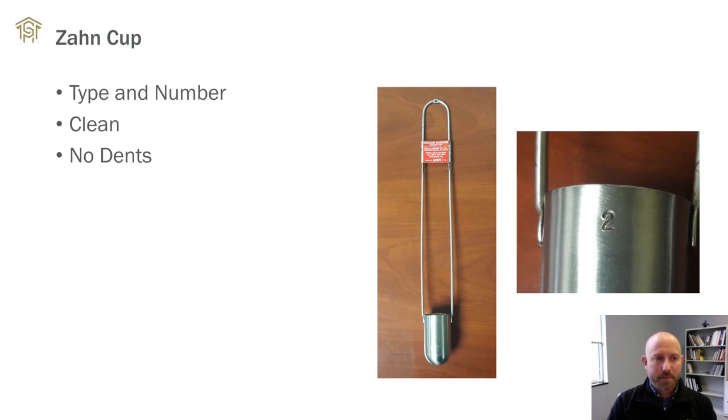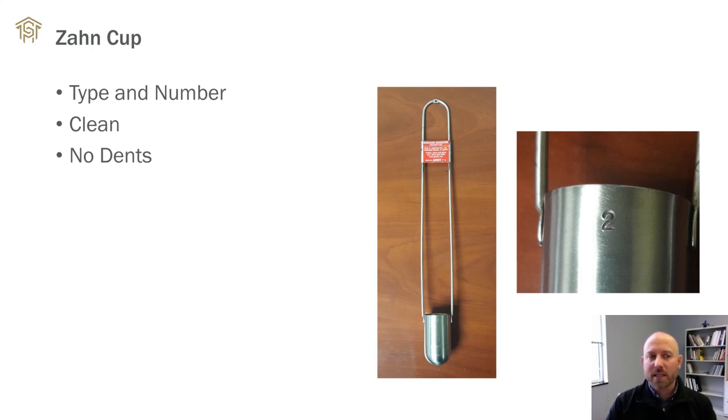Also, Zahn cup. So a Zahn cup tests viscosity. What is viscosity? Viscosity is a liquid's resistance to flow. Now, generally, in the flexo water-based ink world, we use a Zahn cup number 2. We use number 2, and the 2 indicates the size of the hole in the bottom.